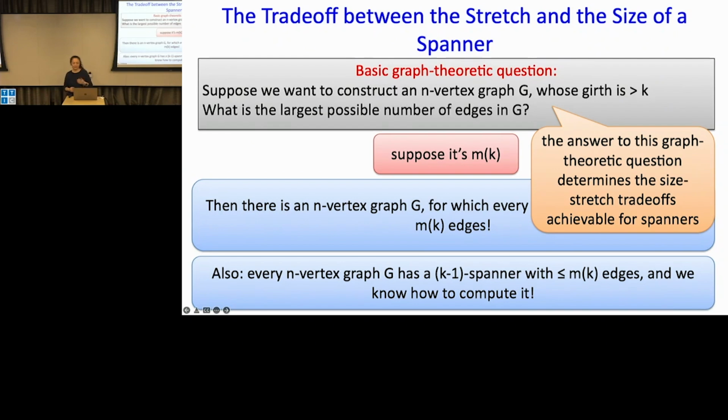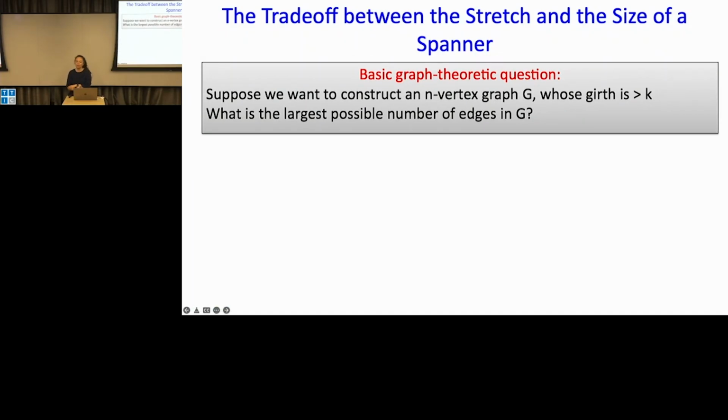So going back to this question, in fact, the answer to this question completely determines the best possible stretch-size trade-off of a spanner that we can get. What do we know about this question? We don't really know the exact answer, but we have a pretty good idea.